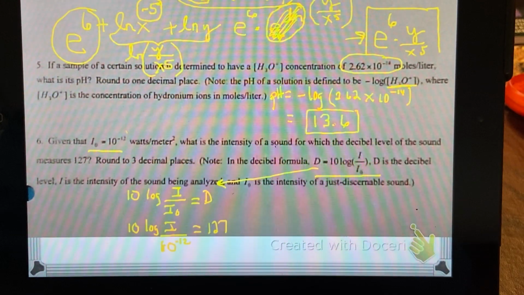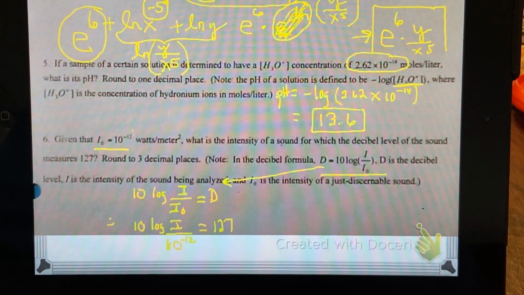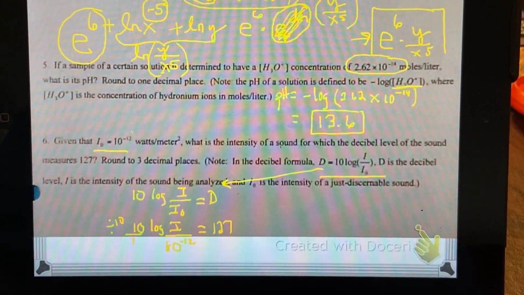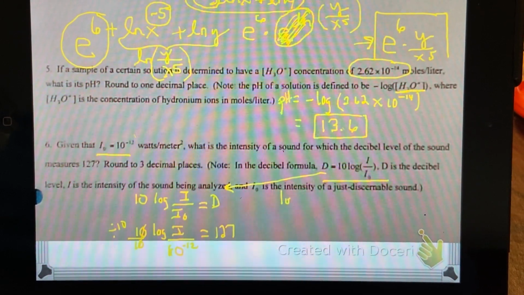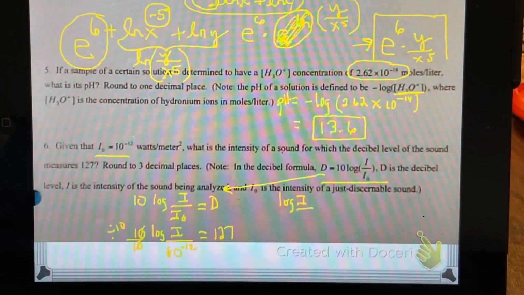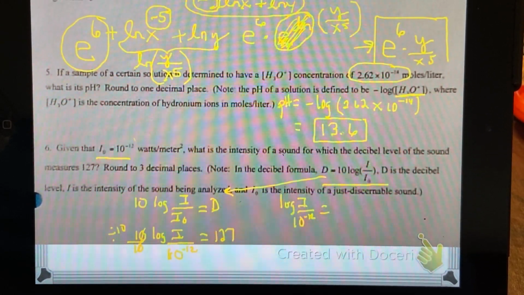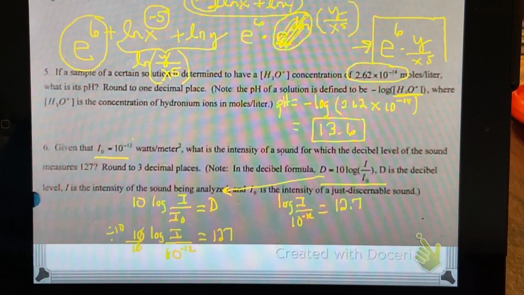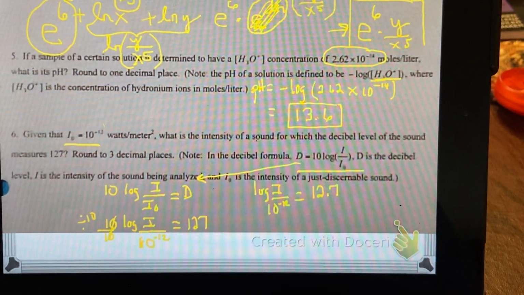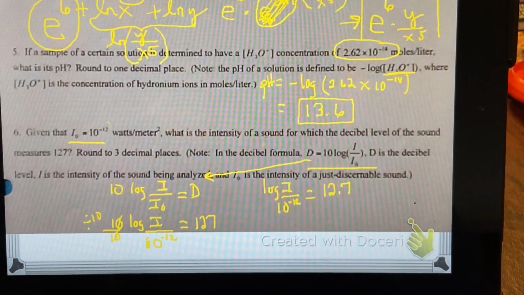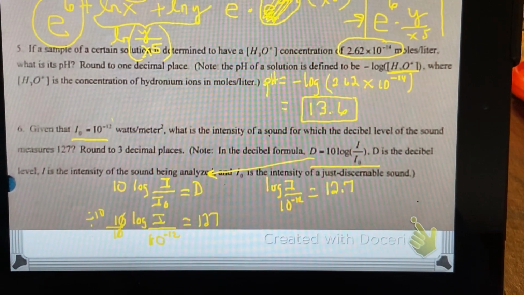So step 1, I need to get some stuff by itself, because eventually I want to solve for that I. So I'm going to divide by 10. If I divide both sides by 10, that disappears, and that becomes 12.7. So log of I over 10 to the negative 12 equals 12.7. And so I'm going to rewrite this as an exponent, excuse me. So this is just meaning 10.